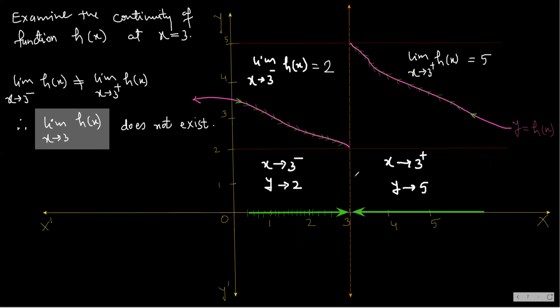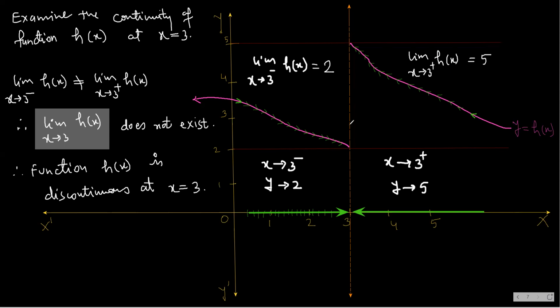In this case, we notice that the left hand limit is 2 and the right hand limit is 5. Okay, from either side of 3, the functions are not approaching the same number, and you would say that the limit does not exist at x equals 3 and the function is discontinuous. You will write, therefore, function h of x is discontinuous at x equals 3.